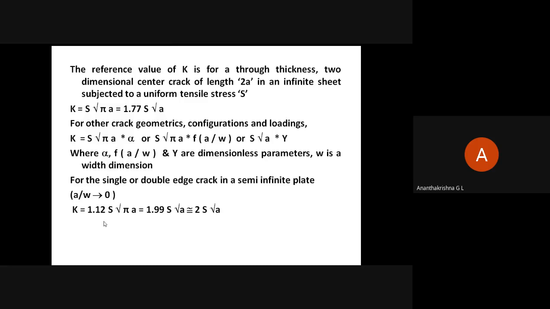Clearly note down what is K, what is S, what is A. A is the crack length. Crack length is A.